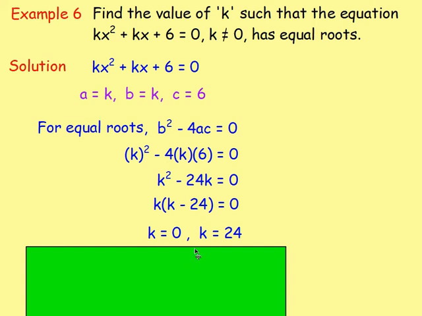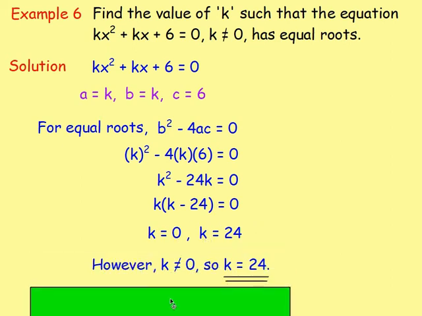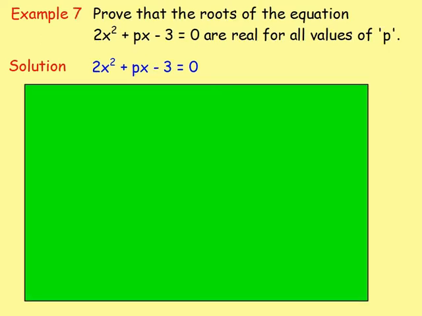So here we've got two values of k. Sandy, what are you shouting out? Brilliant. Sandy's reading the question. It says here that k does not equal 0, so you can ignore that answer, and the only answer we have is k equals 24. Just make sure whenever you get to the end, you go back and read the question. Well done, Sandy.